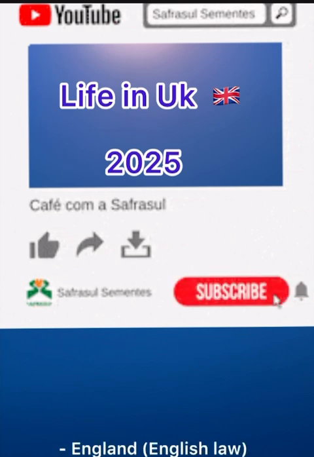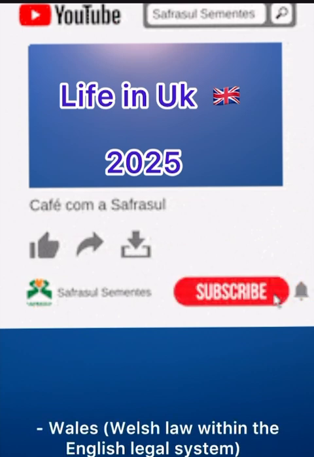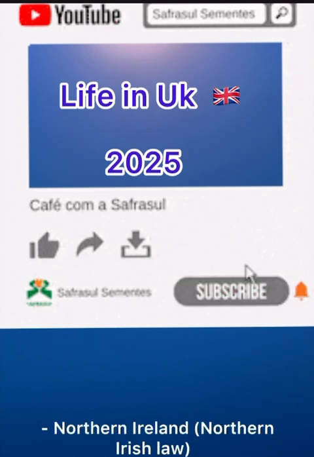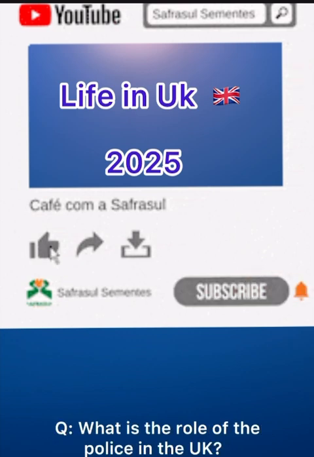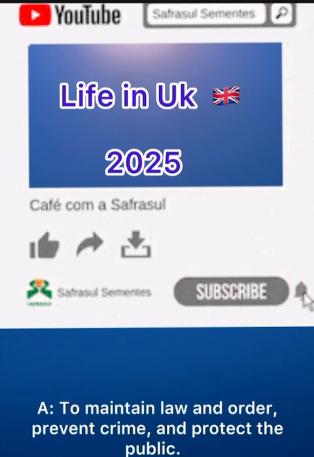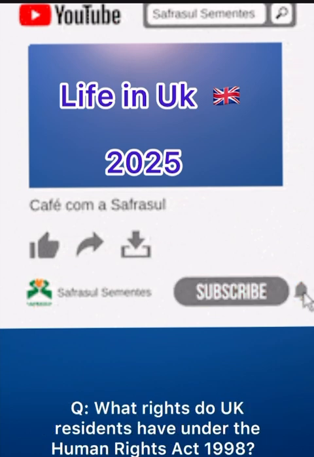England, English law. Scotland, Scottish law. Wales, Welsh law within the English legal system. Northern Ireland, Northern Irish law. Q. What is the role of the police in the UK? To maintain law and order, prevent crime, and protect the public. Q. What rights do UK residents have under the Human Rights Act 1998?